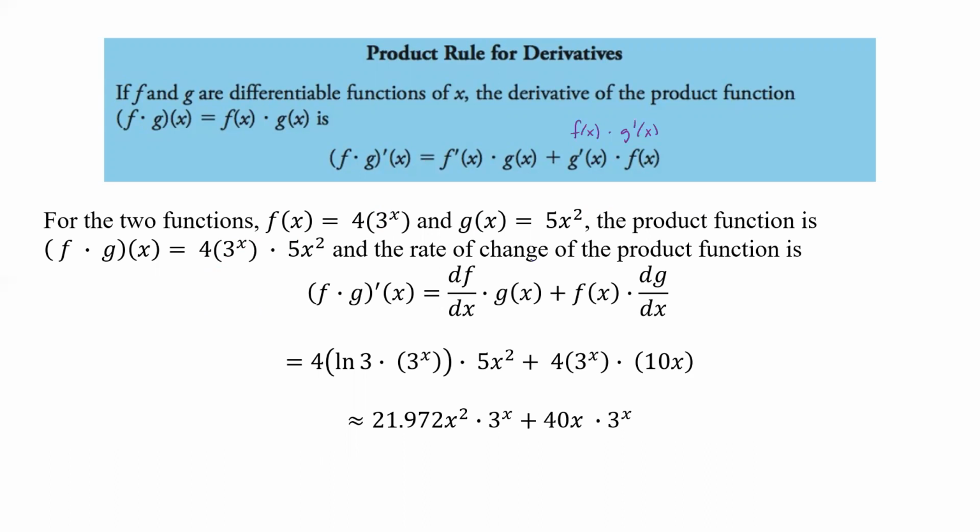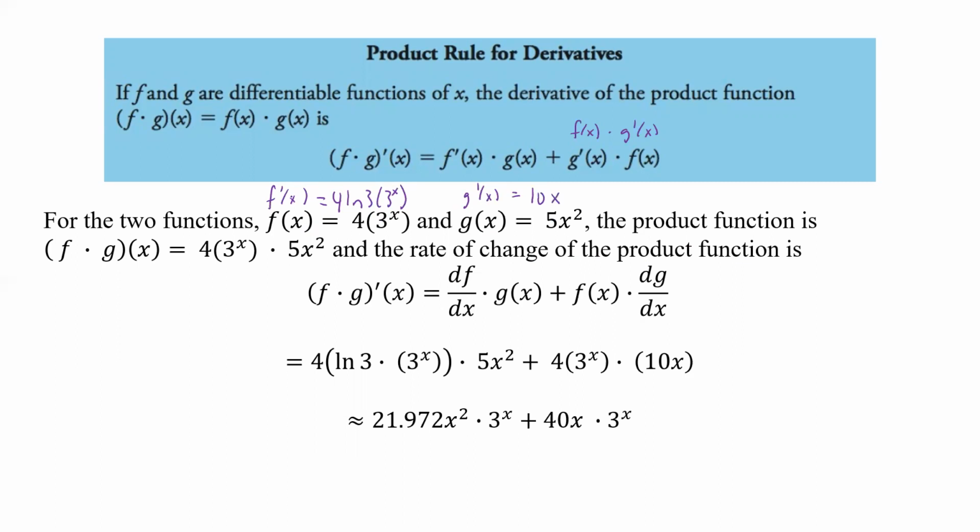Now, what is the rate of change of the product function? Well, we need to find f prime of x, which is going to be 4 times, and when we have something like b to the x, it's going to be ln of b, which is 3, times 3 to the x in this case. And our g prime of x, we're just going to take that, and that's going to be 10x.